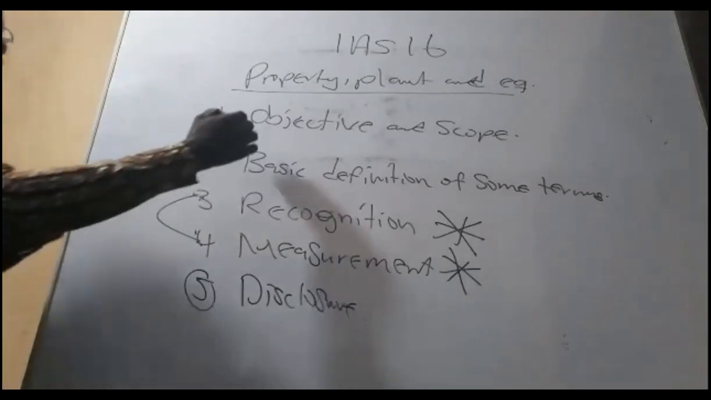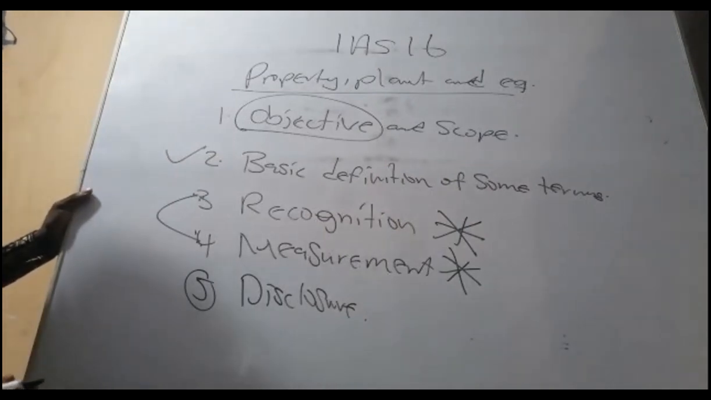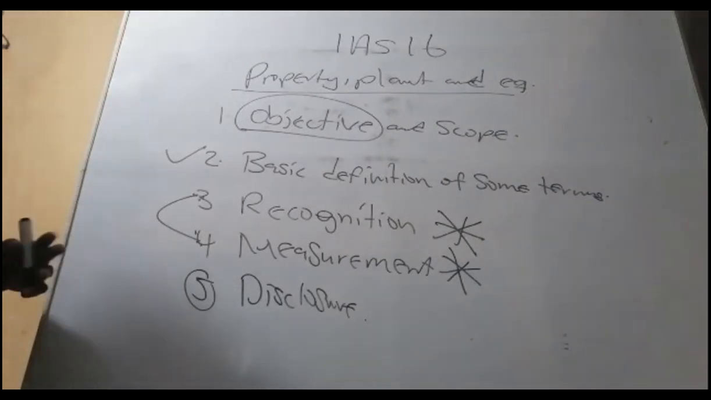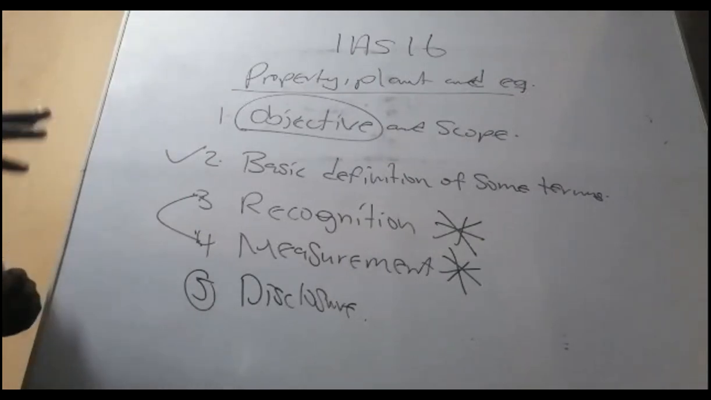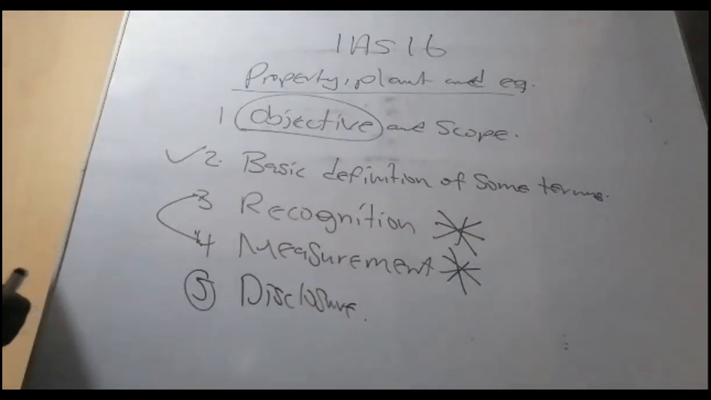So in summary, the objective of IAS 16 is to prescribe what? The correct accounting treatment of property, plant, and equipment. Scope. It covers all assets except the following, only 3. So only 3 assets that IAS 16 does not cover or does not deal with.